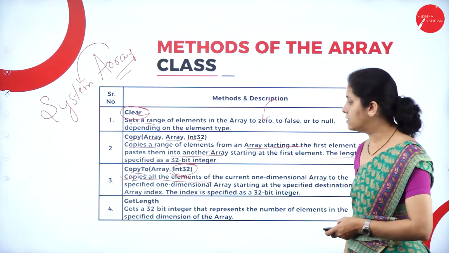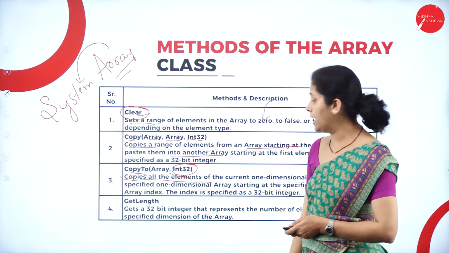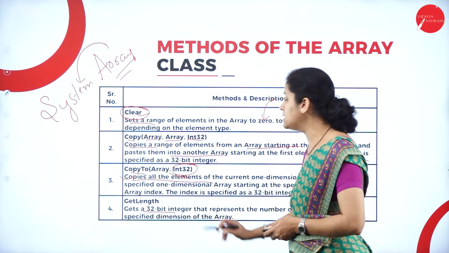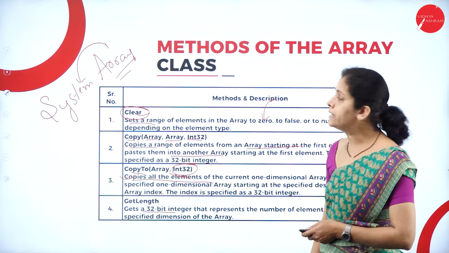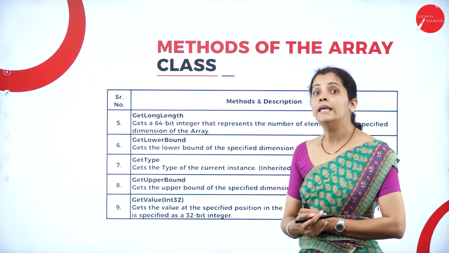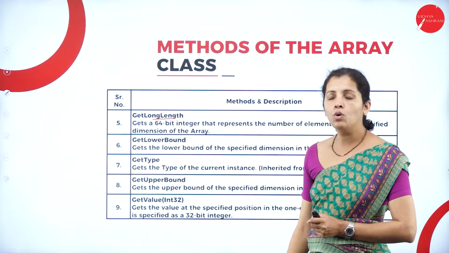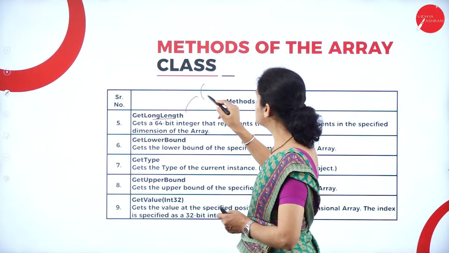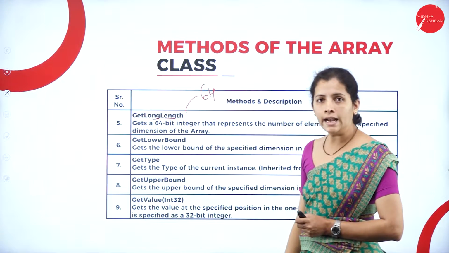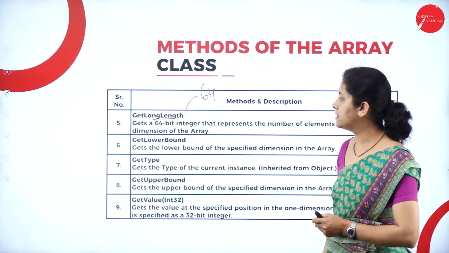Then GetLength. It is mainly used to get the length of the array, and it is a 32-bit integer. Now, suppose I want to get a long length. Long length means 64-bit. At that time, I can use the method GetLongLength.